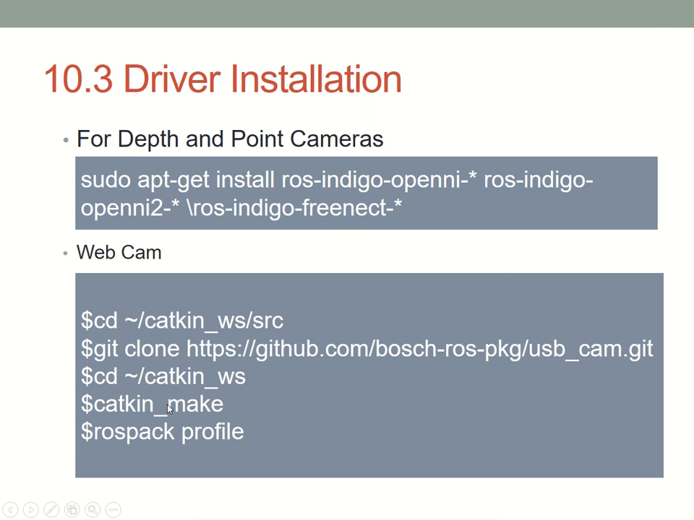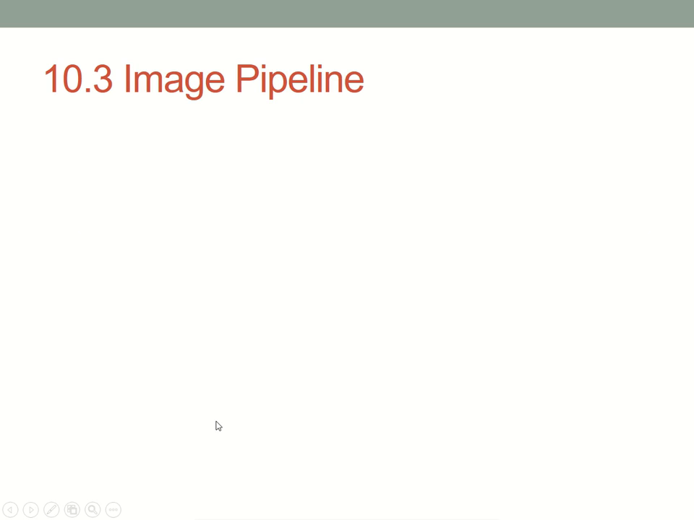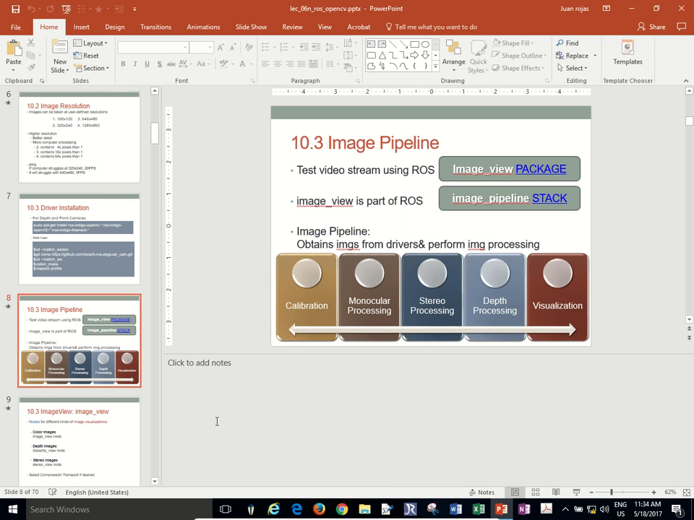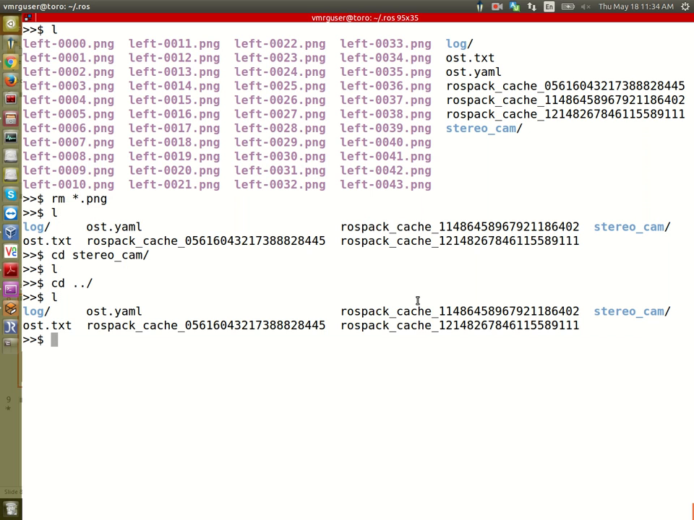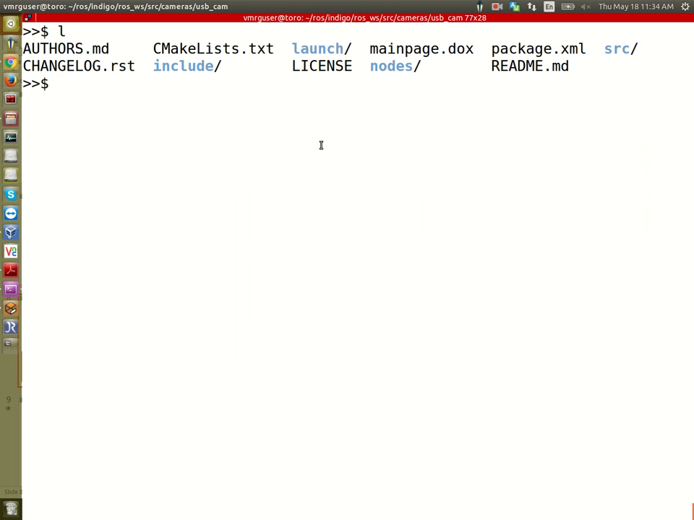Okay, webcam. Down here, you want to go to your workspace and say git clone github.com, Bosch ROS package, USB cam. Okay, you download that, and then you do catkin make. And then let me show you one thing though. roscd usb_cam. Okay. Here we're going to go into the launch folder.